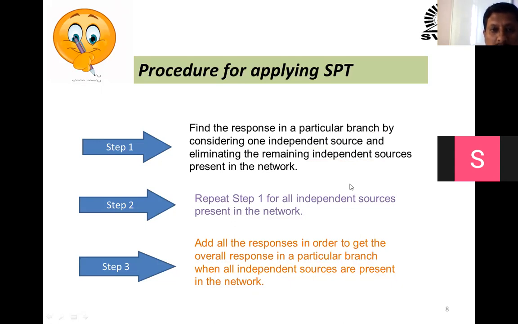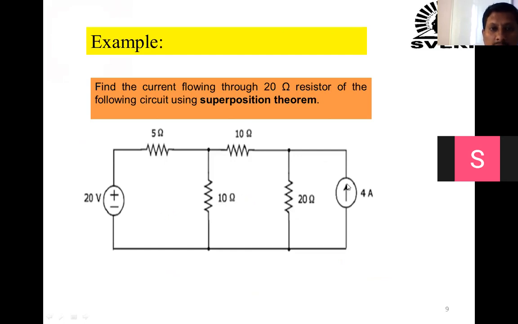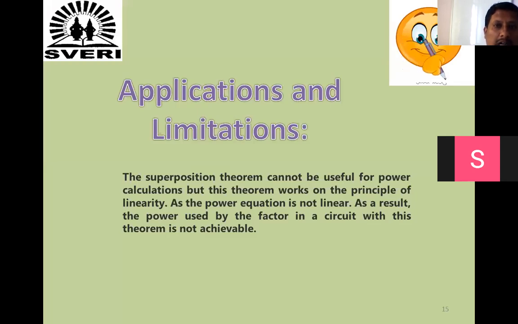Now next. Before solving this example, I will discuss these applications and then we can start to solve the examples. So applications and limitations. The superposition theorem cannot be used for power calculation. Always remember, the superposition theorem can be used to find either the voltage response or the current response. It cannot be used to find the power calculation, the power responses.